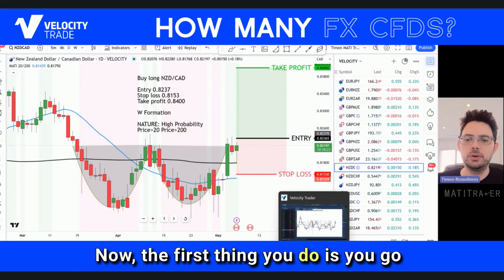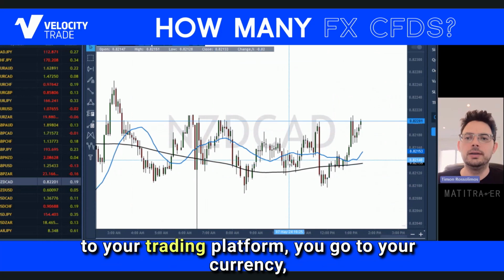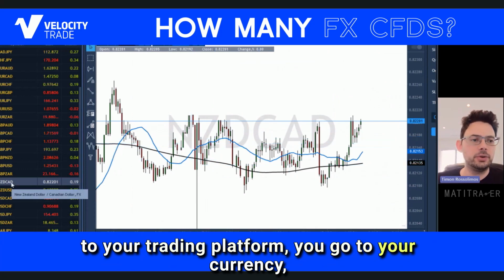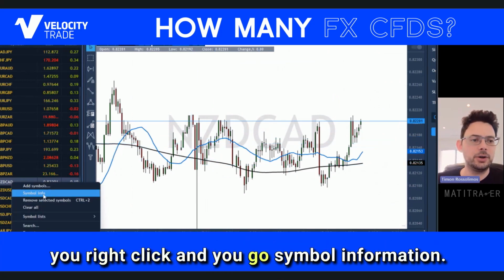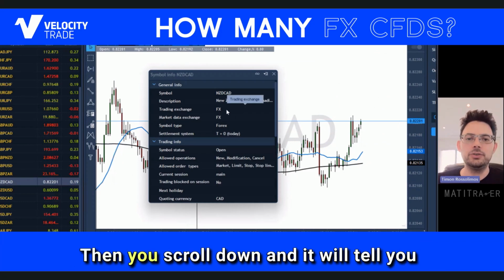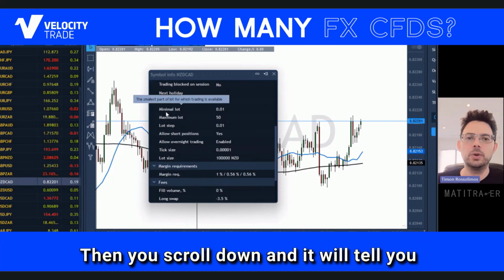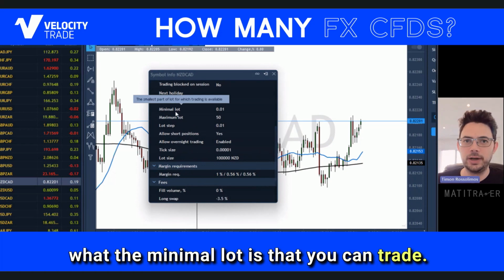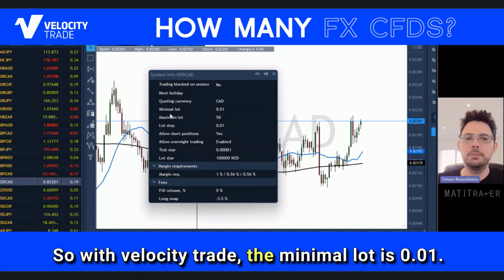Now, the first thing you do is you go to your trading platform. You go to your currency, you right click and you go symbol information. Then you scroll down and it will tell you what the minimal lot is that you can trade. So with Velocity Trade, the minimal lot is 0.01.